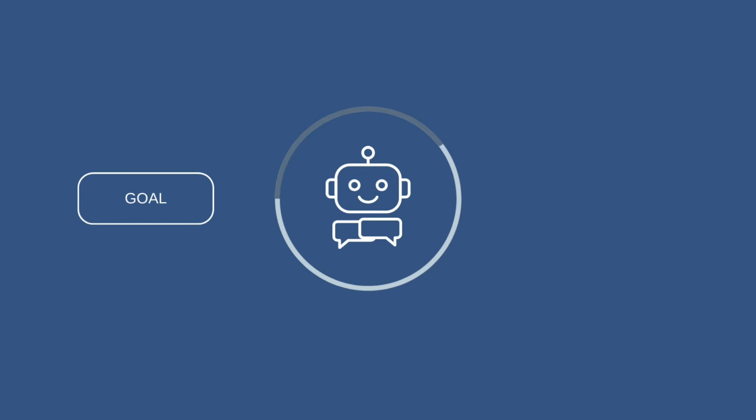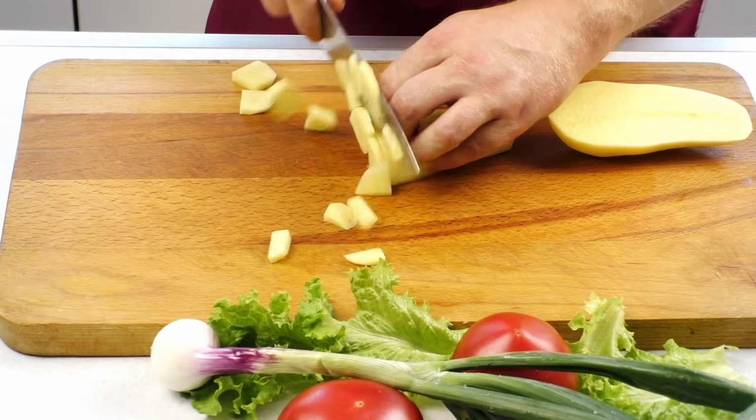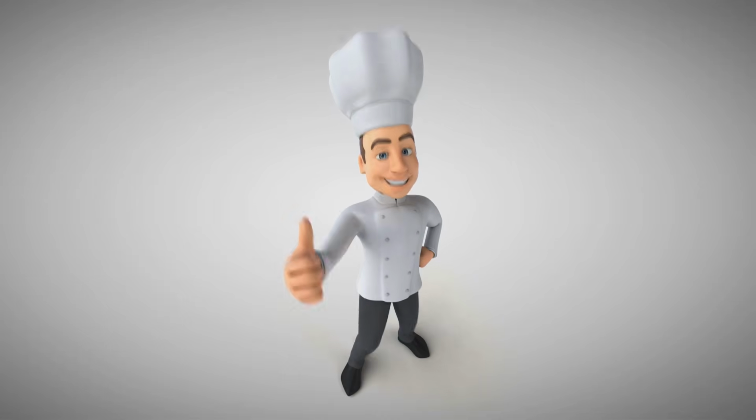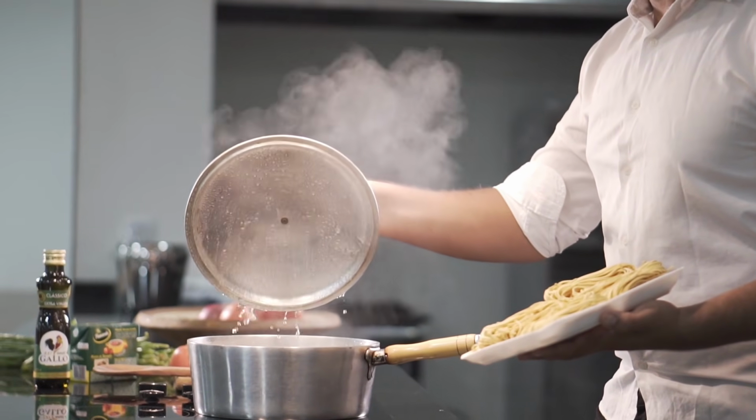OpenClaw works very differently. Instead of defining the workflow, you give the system a goal. Then the AI decides what tool to use, what action to take, what step comes next. So instead of a fixed pipeline, the workflow is created dynamically. The easiest way to think about this: N8n is like following a recipe. Every step is written down. On the other hand, OpenClaw is like a chef. You tell the chef the dish you want, and they will figure out how to cook it.